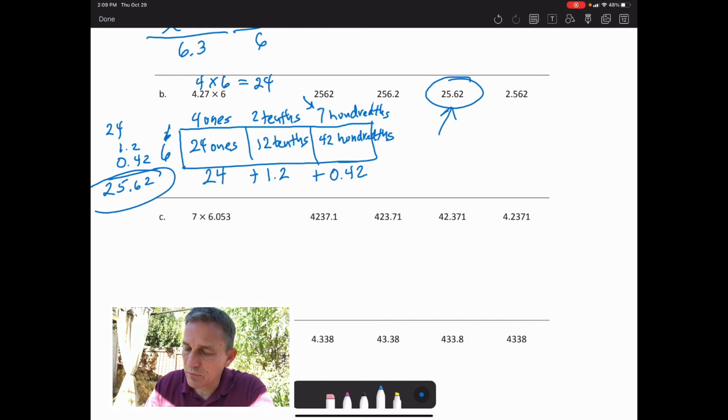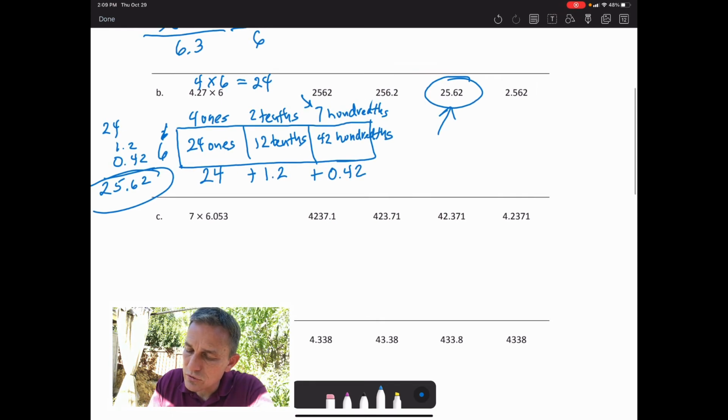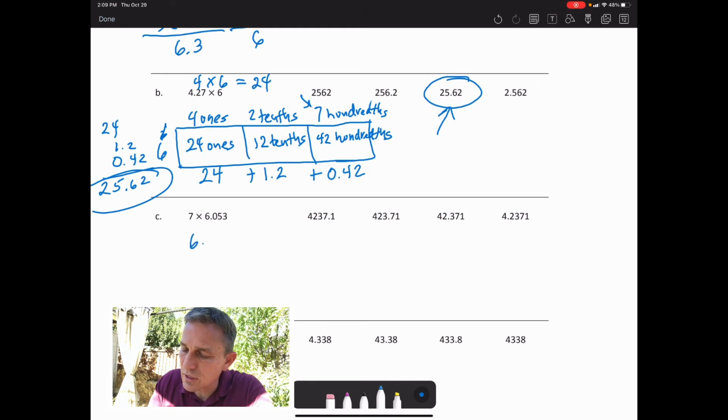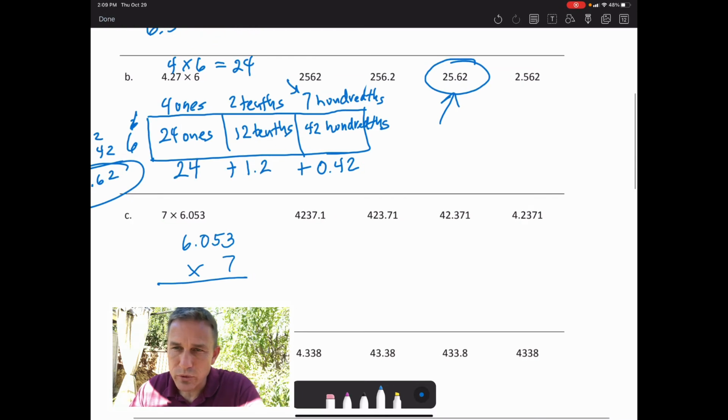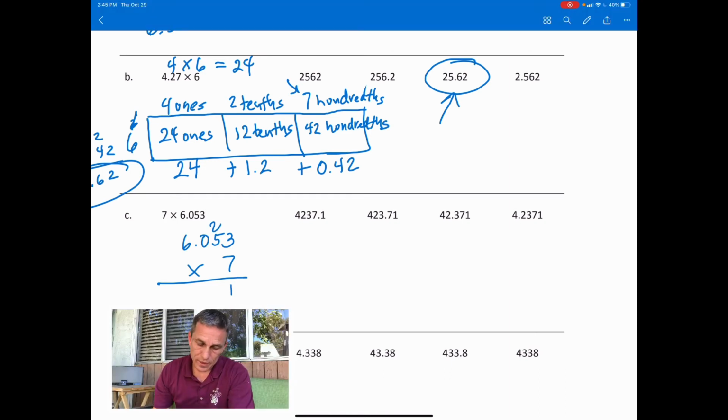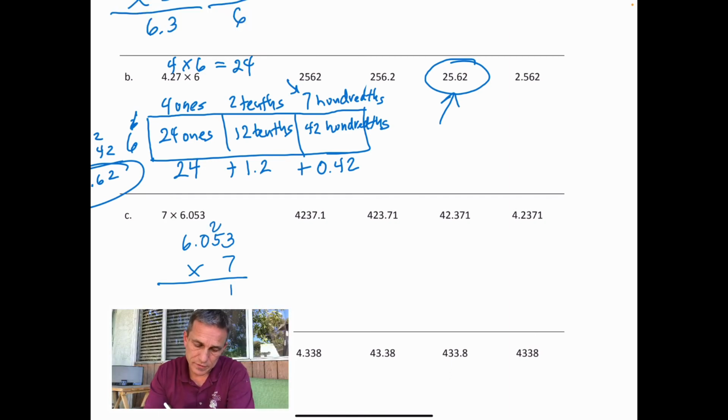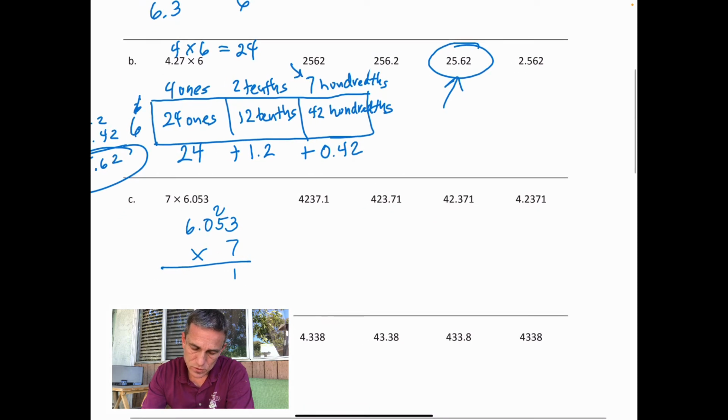Okay, for C, I'm going to go back to the traditional method of multiplication. So I'm going to go 6 and 53 thousandths times 7. Again, I'm going to act like there's no decimal there, and I'm just going to take my 7 and multiply it by each of the place values. So 7 times 3 is 21. Carry the 2. Then I multiply 7 times 5, and I got 35, and then I add the 2.